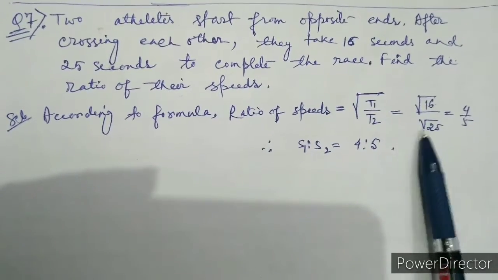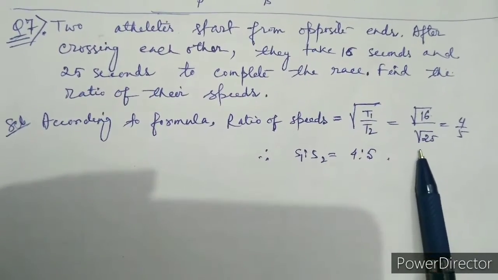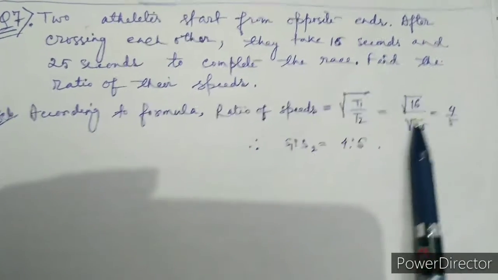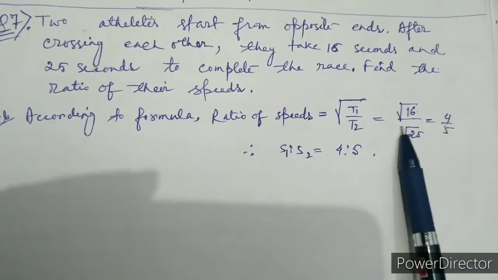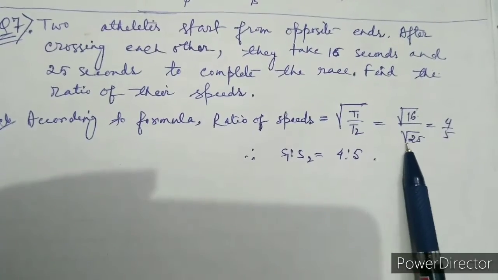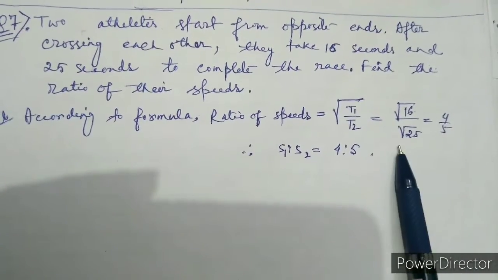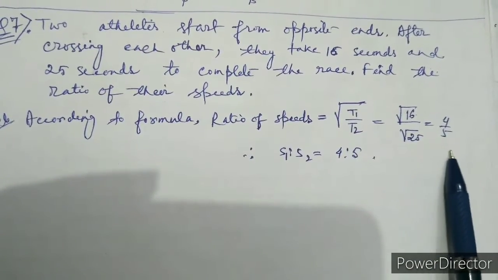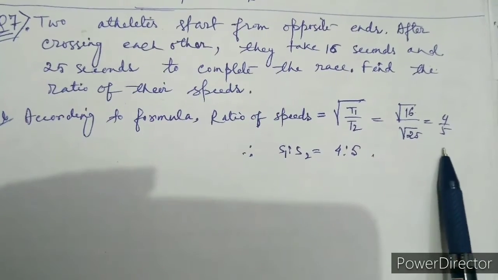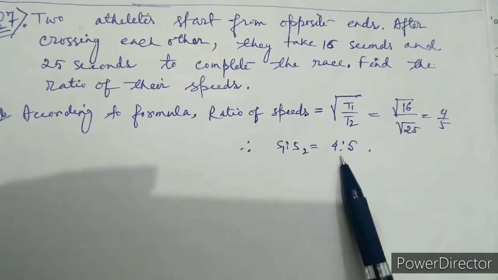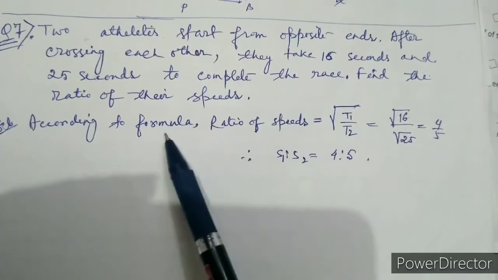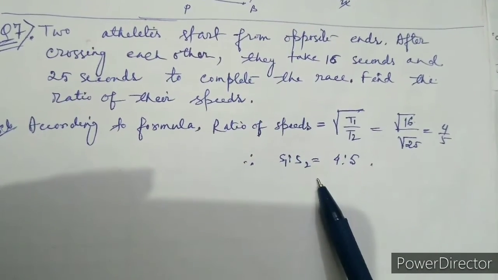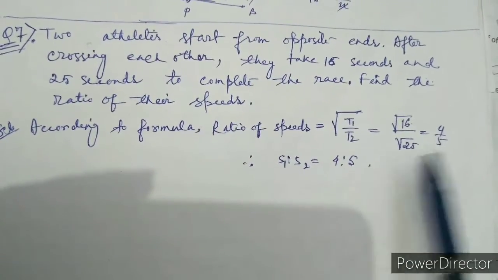So the ratio is root over 16 divided by 25, and its value will be 4 by 5. You know that root over 16 means 4 into 4, so its value becomes 4, and root over 25 means 5 into 5, so its value comes 5. So S1 is to S2 is equal to 4 is to 5. Understood? So the ratio of their speeds will be 4 is to 5. Okay.